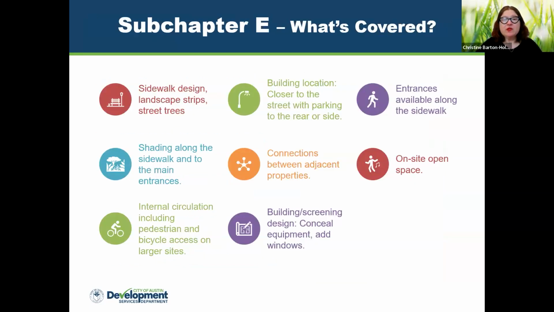So subchapter E covers a lot. It covers the sidewalk design. We want to have those shaded sidewalks. It's Texas. It gets really, really hot. So shading along the sidewalk, in the parking lots and the main entrances is required. You can do that with trees or awnings or a combination thereof, building overhangs.